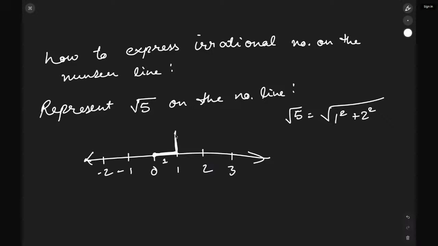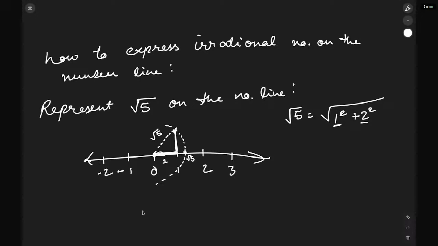You must be having some doubts by now, but I'll clear them off. First just see. The smaller number will be the distance from the nil point, and the larger number will be the height of the perpendicular. Now, this is under root 5, right? So, if you make this arc on the number line, this point will represent under root 5.